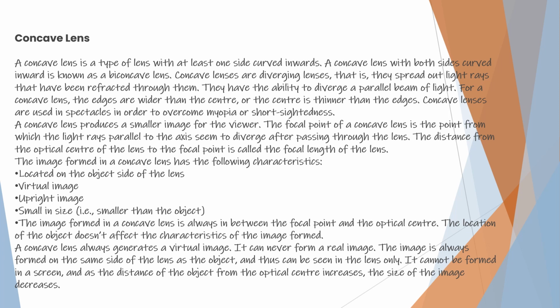For a concave lens, the edges are wider than the center, or the center is thicker than the edges. Concave lenses are used in spectacles in order to overcome myopia or short-sightedness. The image formed by a concave lens is virtual, erect and diminished.